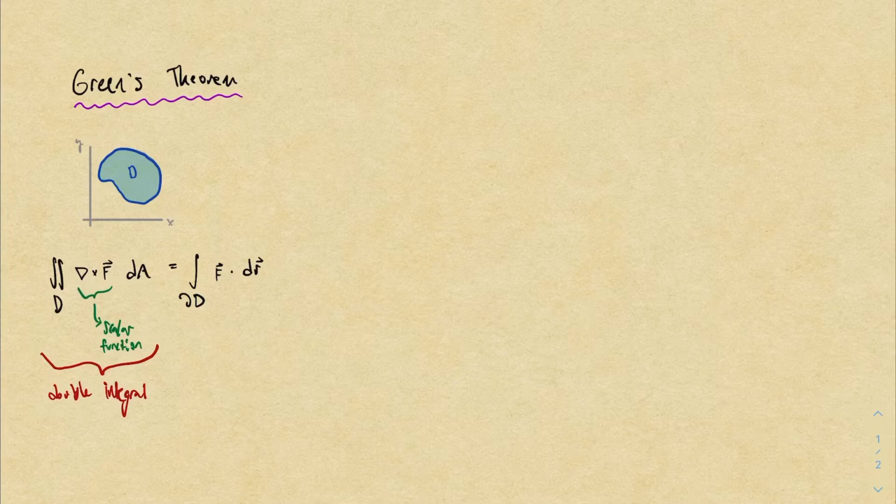And we know that the boundary curve is oriented so that the region D is to your left. So for example, on the picture I drew here, the boundary curve would be oriented like this. Anyway, that's Green's theorem. The double integral of the curl over the blob is the integral over the boundary curve.